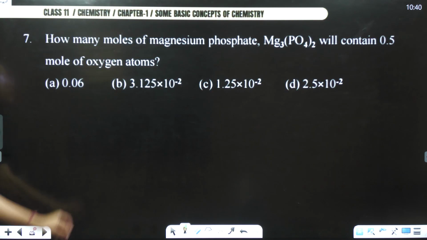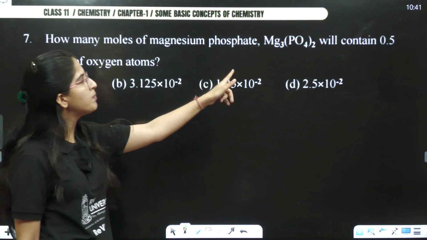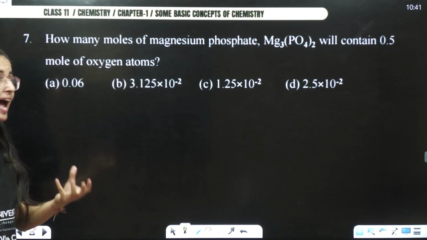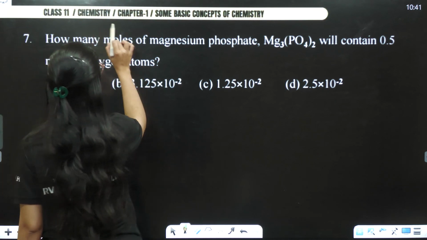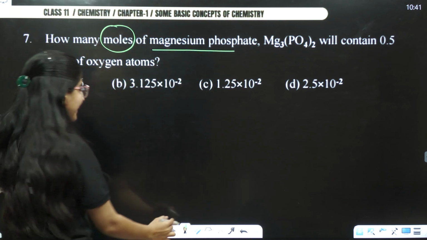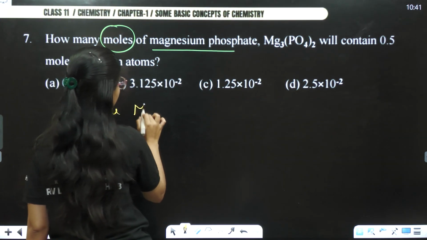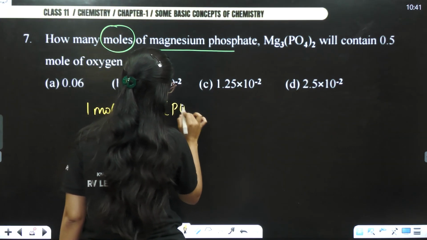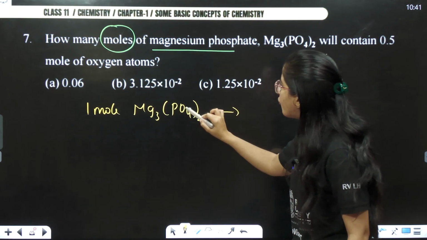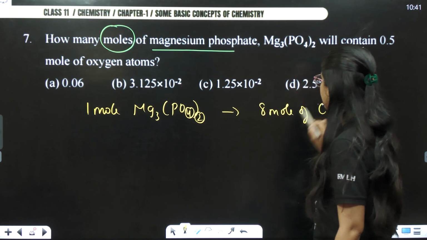Next question is, how many moles of magnesium phosphate, Mg3(PO4)2, will contain 0.5 moles of oxygen atoms? So we have to calculate the moles of magnesium phosphate. See here, if I take 1 mole of magnesium phosphate, how many moles of oxygen is it containing? There are 4 twos are 8. So 8 moles of oxygen it is containing.